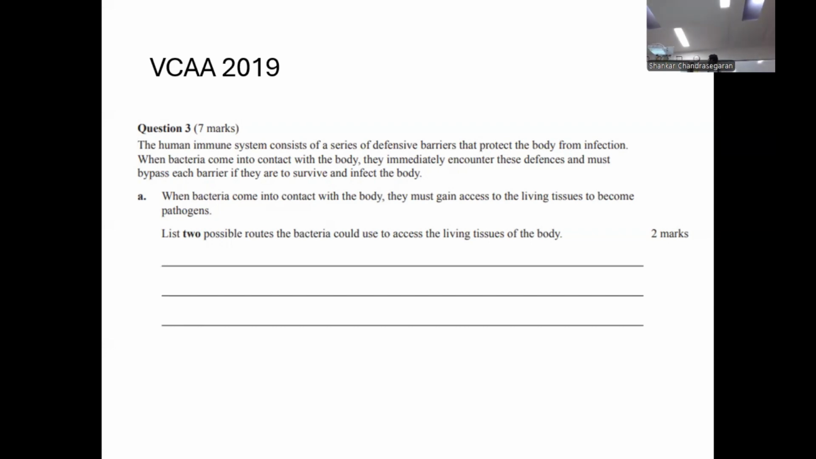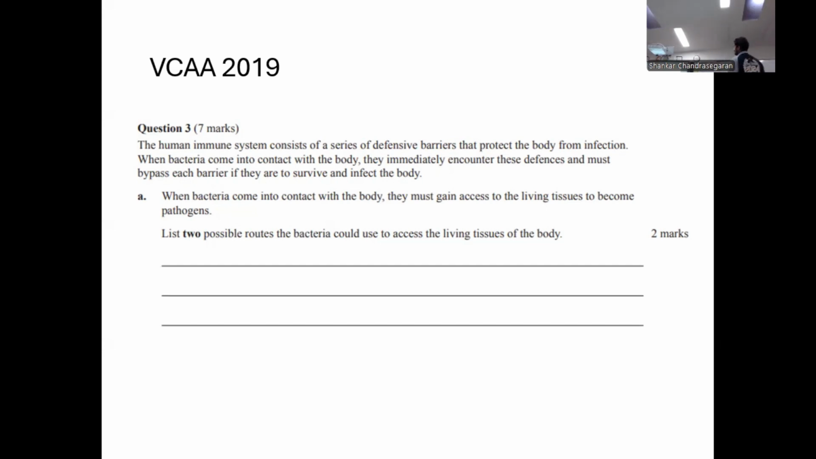Okay, so in this example here, when a bacteria comes in contact with your body, they must gain access to living tissues to become pathogens. List two possible routes the bacteria could use to access the living tissues of the body. Essentially, what the question is asking, when microorganisms are trying to infect us, they have to face the first barrier, our first physical barrier, which is all the places where our skin is preventing the microorganism from getting to our living tissue. But what are the possible points of entry that these microorganisms could get in?